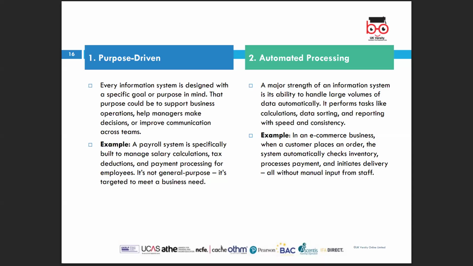employees. Also, we have automated processing, which is a major strength of an information system, and its ability to handle large volumes of data automatically. This helps perform tasks like calculation, data sorting, and reporting with speed and consistency.